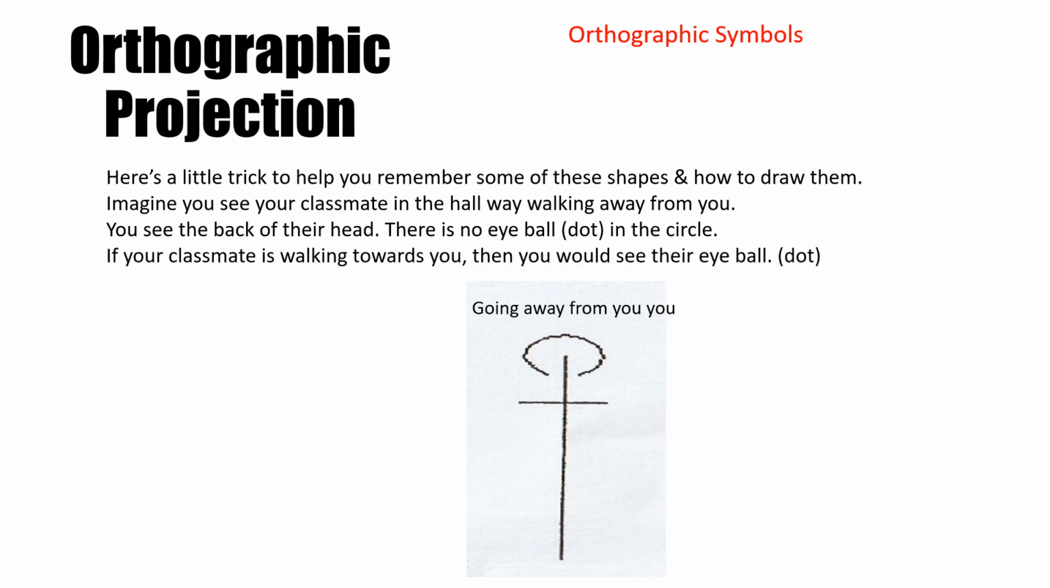If your classmate's walking towards you, then you would see their eyeball. So here they are, and you see their eyeball as they're walking towards you. This is the 90 coming towards the viewer. The same holds true with T's. With the T going away from you, it's a half broken circle with a line through the middle of it. There's no dot. When the T is coming towards you, it has a dot in the center of it.